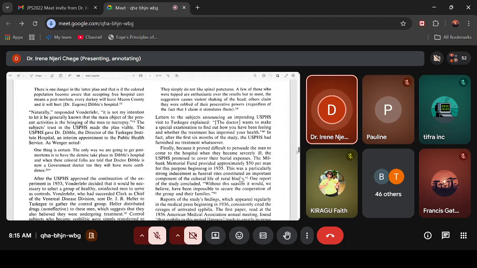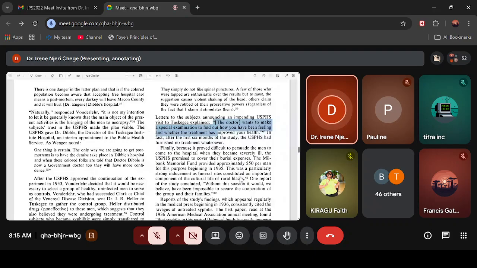they simply did not like spinal taps. A few of those who were tapped were enthusiastic about the results, but to most, the suggestion caused violent shaking of the head. Others claimed they were robbed of their proactive powers. Letters to the subjects announcing an impending USPCH visit to Tuskegee explained, the doctor wants to make a special examination to find out how you've been feeling, whether treatment has improved.